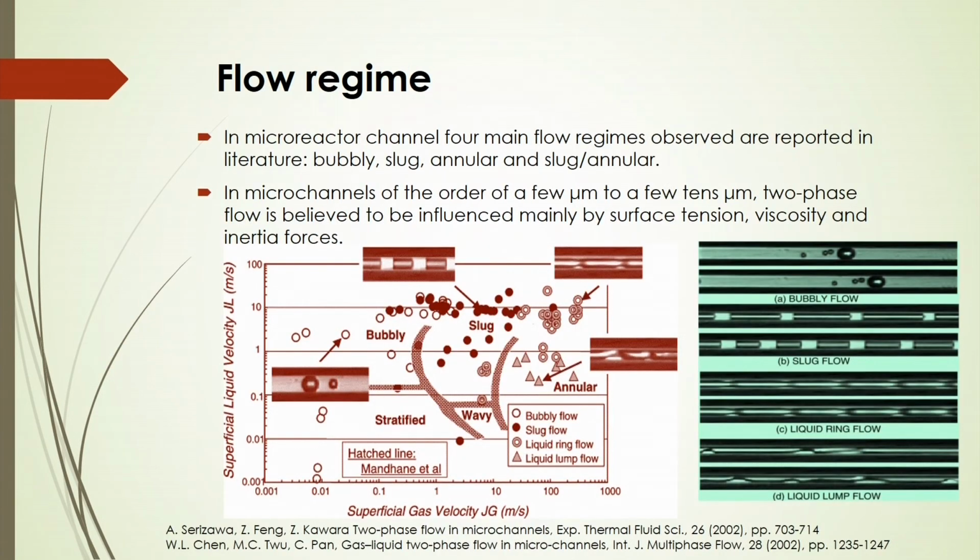Now, what are the different flow regimes in a microreactor channel? As reported in the literature, four main flow regimes are generally observed: bubbly, slug, annular and slug-annular flow. In microchannels of the order of a few micrometers to a few tens of micrometers, two-phase flow is believed to be influenced mainly by surface tension, viscosity and inertia forces.